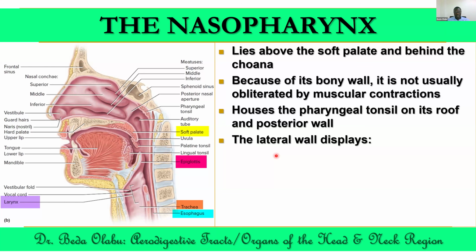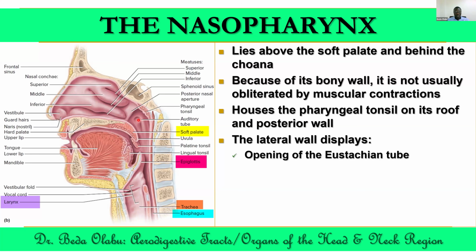Now, there are some features that we note on the lateral wall of the nasopharynx. One of them is the opening of the eustachian tube. The eustachian tube connects the nasopharynx to the middle ear. This is the mechanism that the ear uses to balance pressure between the middle ear and the outer ear. And it is important to balance pressure between the middle ear and the outer ear so that we have normal tension of the eardrum, or what we call the tympanic membrane.